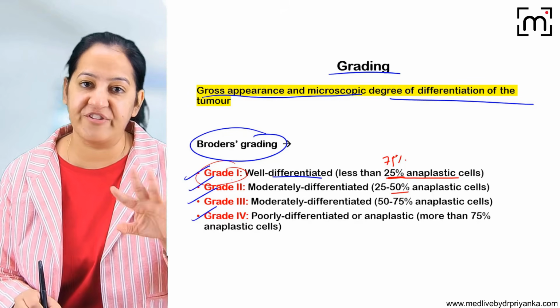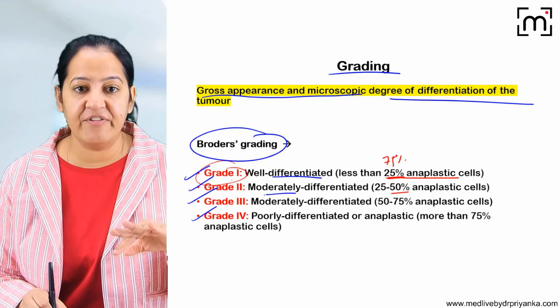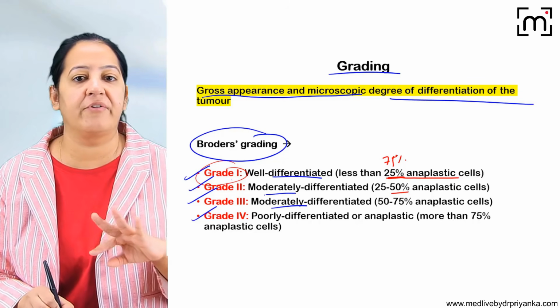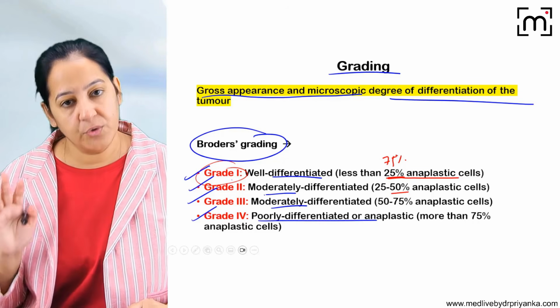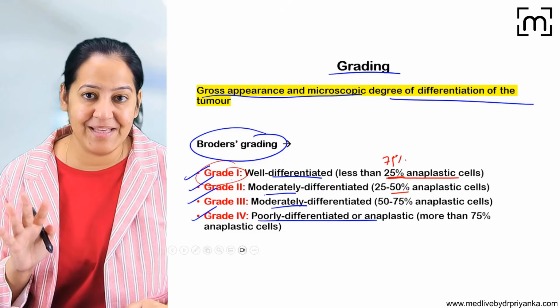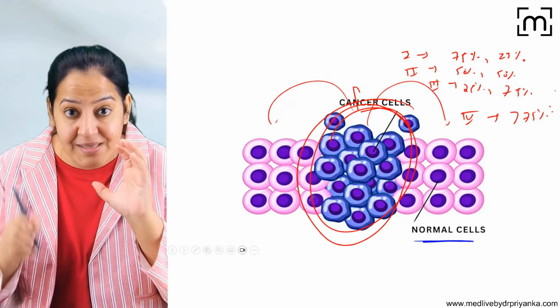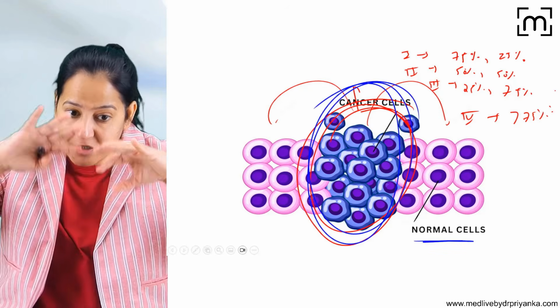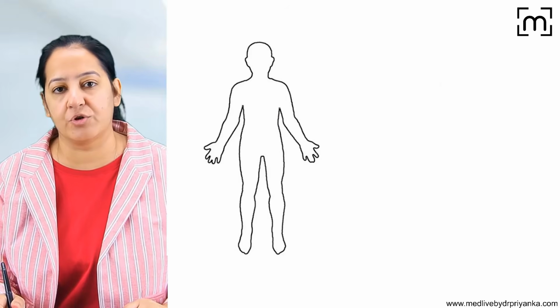Grade 1 is known as well-differentiated tumor. Grade 2 is moderately differentiated. Grade 3 is also moderately differentiated. And grade 4 is poorly differentiated tumor. So you have to understand the grading. It is based on the resemblance of the tumor cell with that of the normal cell, the percentage of the resemblance of the tumor cell.